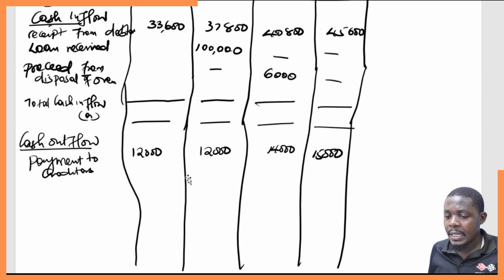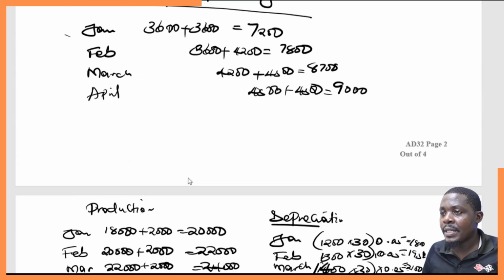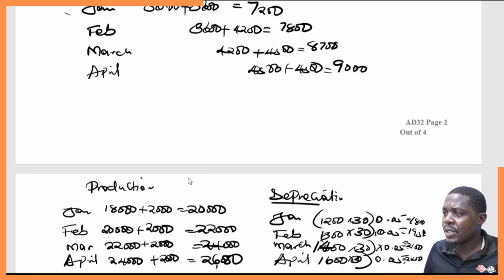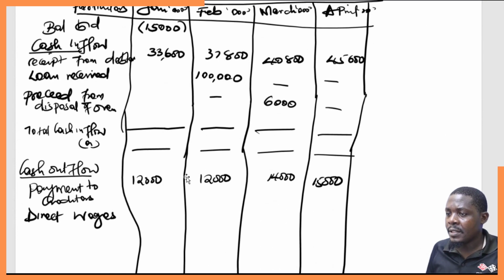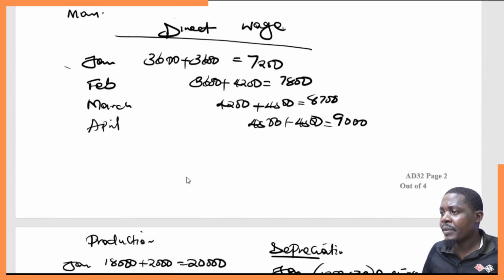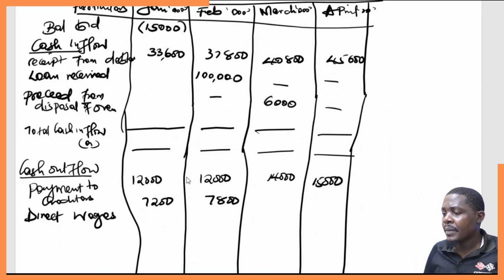What else? We had the direct wages. What were we told on wages? We are told that direct wages, we had 50% slack. We got 72, 78. That is January, we had 72, 78. Let's see what we got in April. We had 8,700 and 9,000.